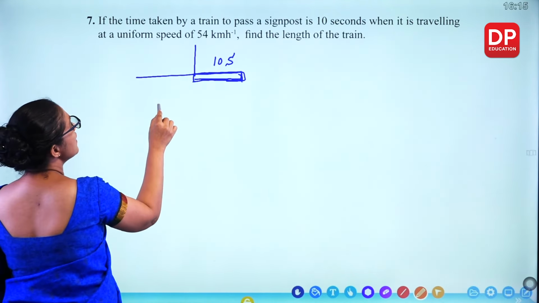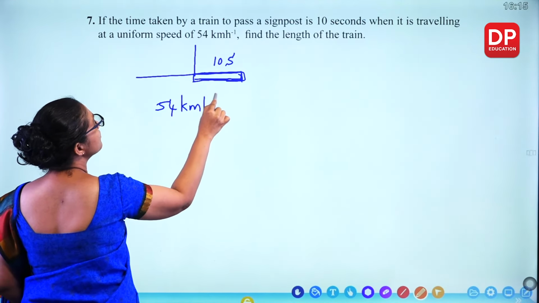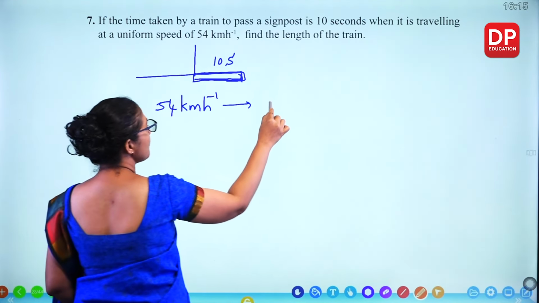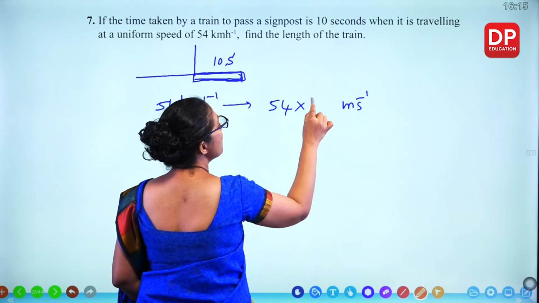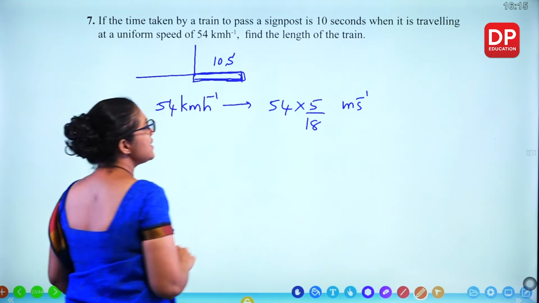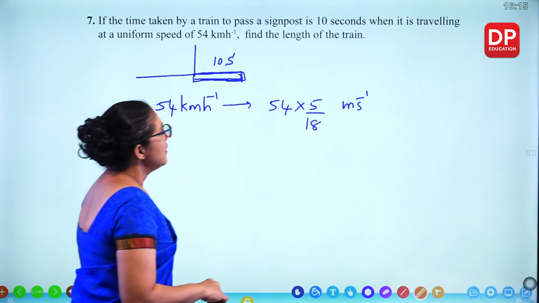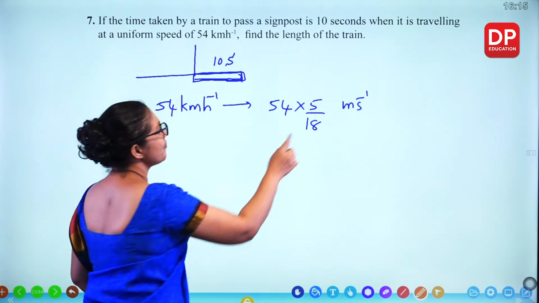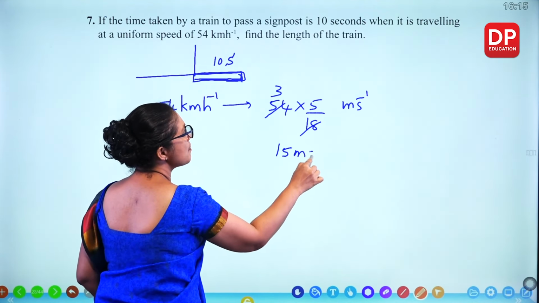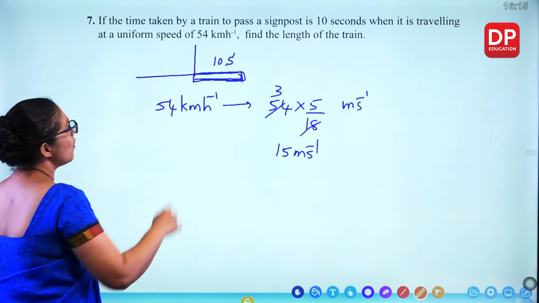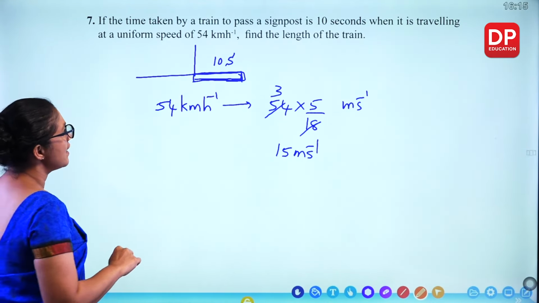So first thing, we'll convert to meters per second. So what do we do? Take the value, multiply by 5 and divide by 18. So when you multiply by 3, you get 54. 3 times 5, 15 meters per second. Now, 15 meters per second is the speed of the train.